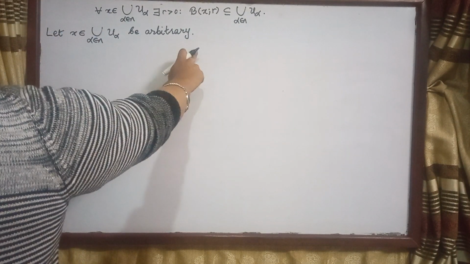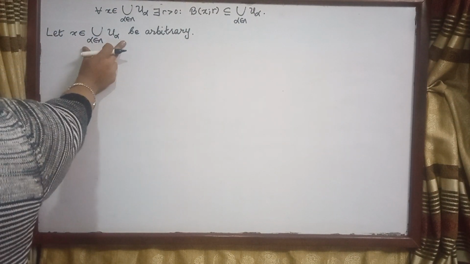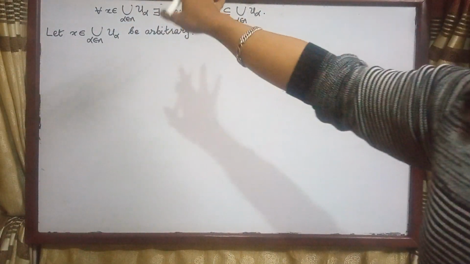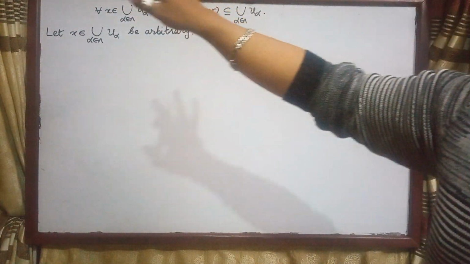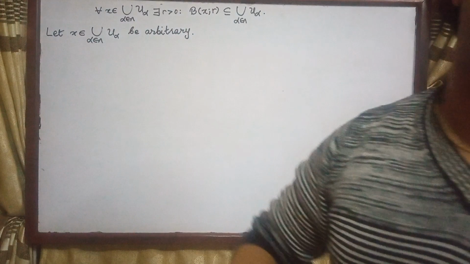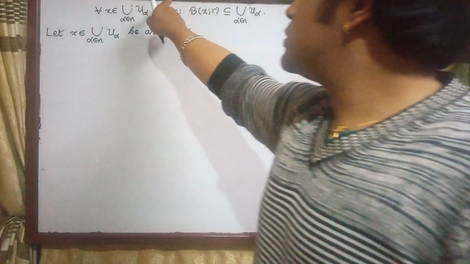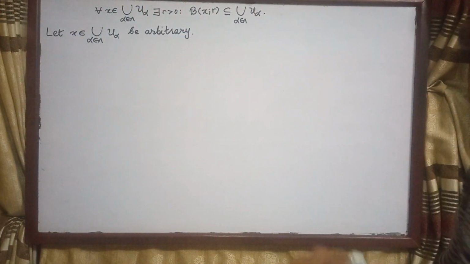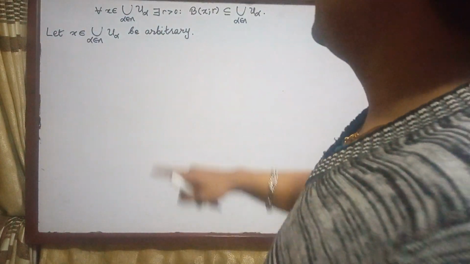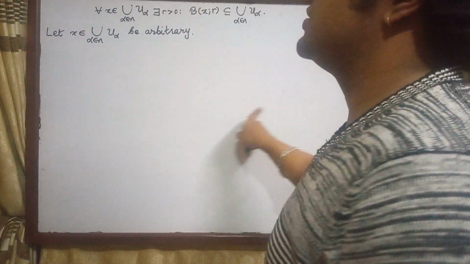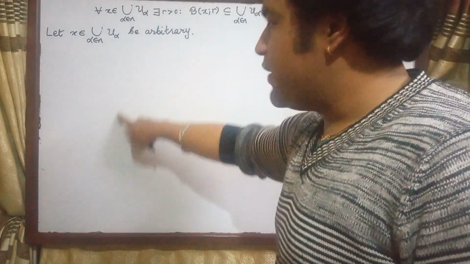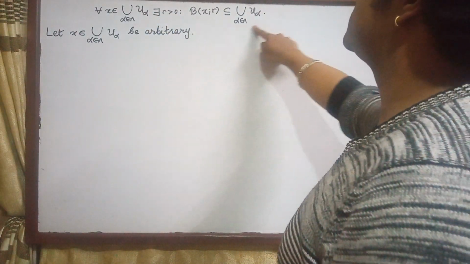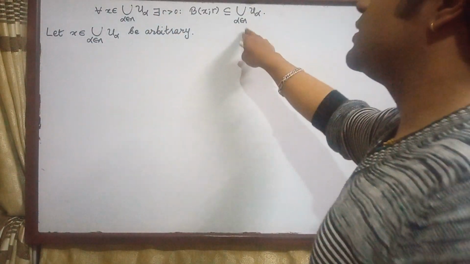Now, since x belongs to the union, the x is arbitrary. Now we need to define some r, and it must depend, at worst, on x only. But the process is not as straightforward as before. So we can define r whenever we want, but after we do that, we must show that this works.